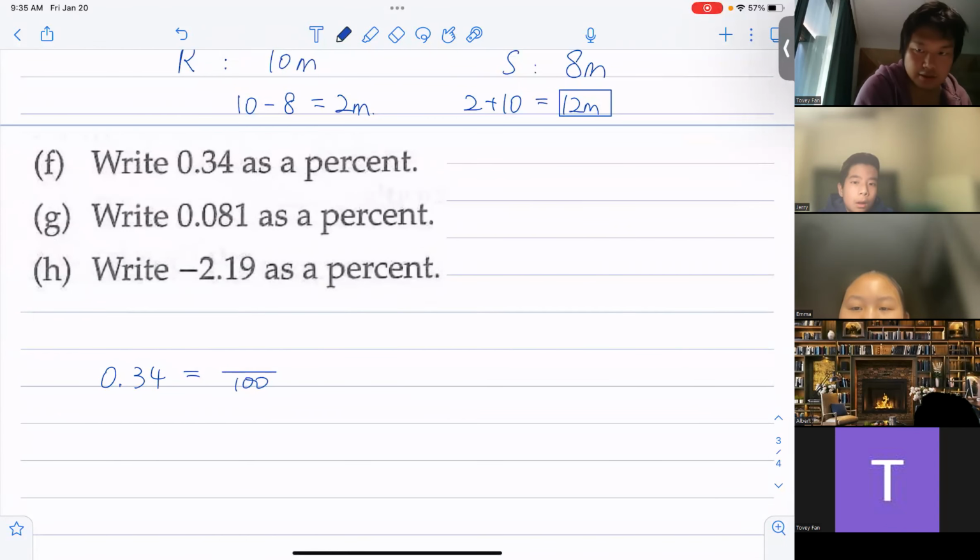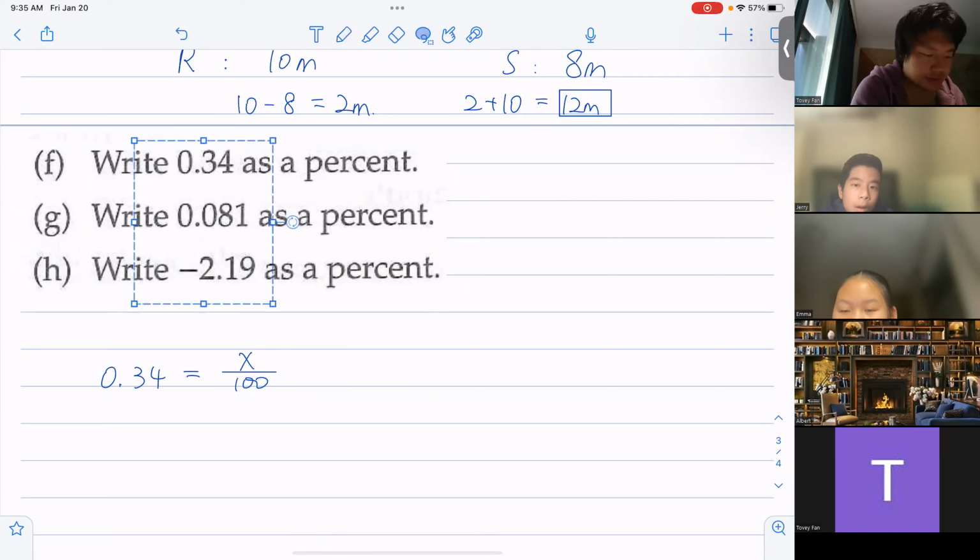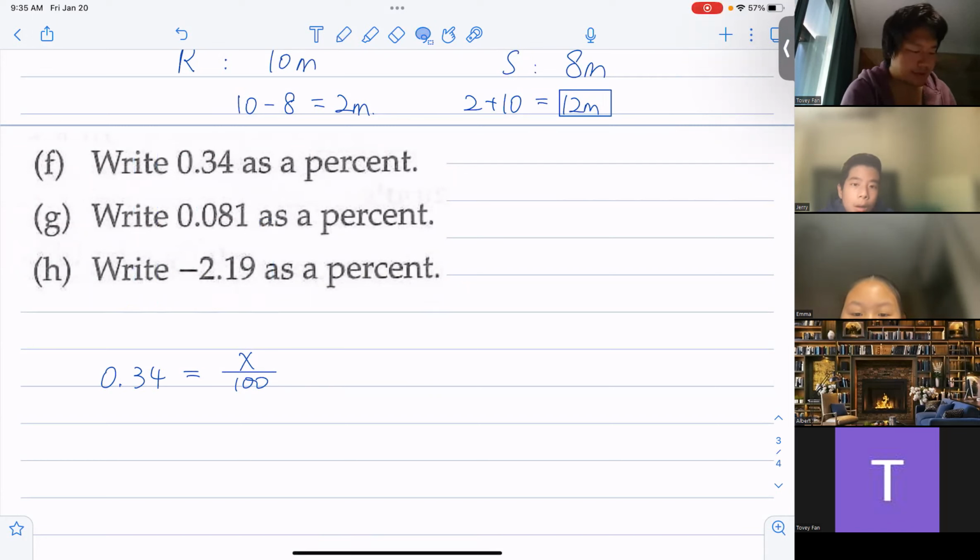Basically like this. Something over 100. What is that number? You don't know, right, Emma? If you don't know, you can always suppose it to be X. Remember? So basically, any kind of question where a decimal equals some percent always gives you an equation like this.